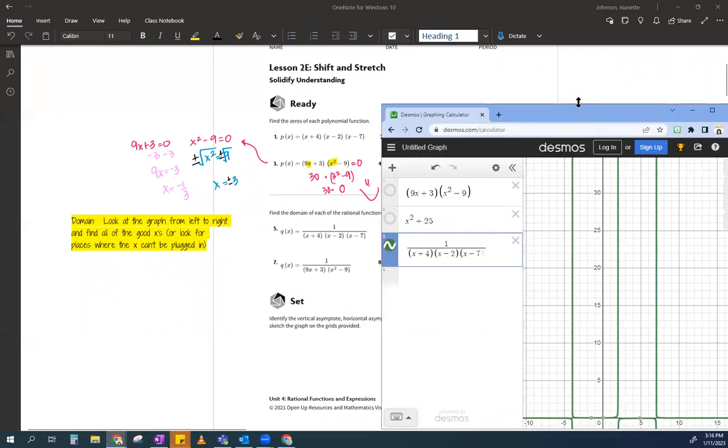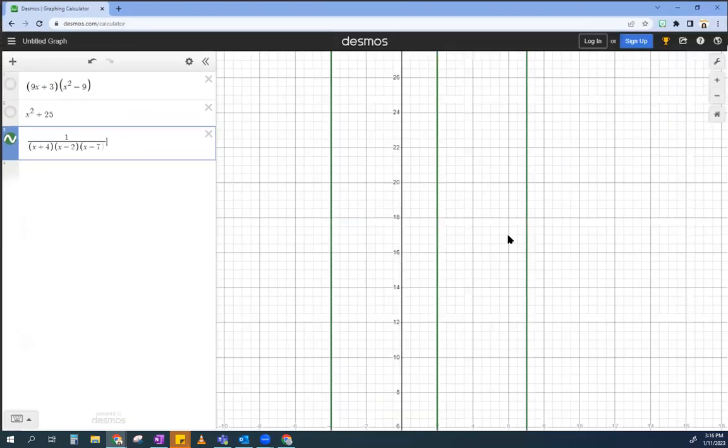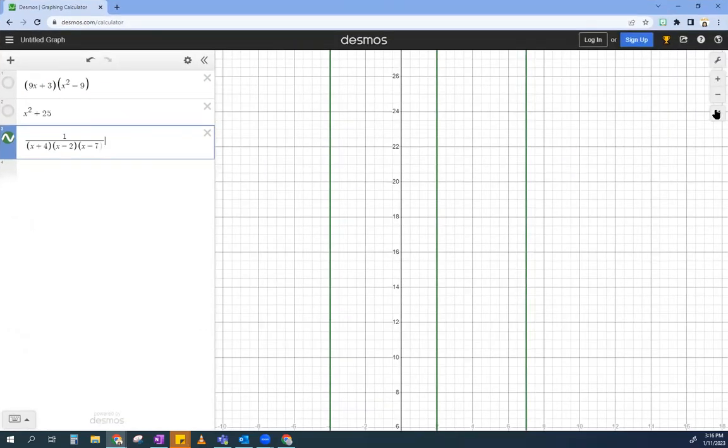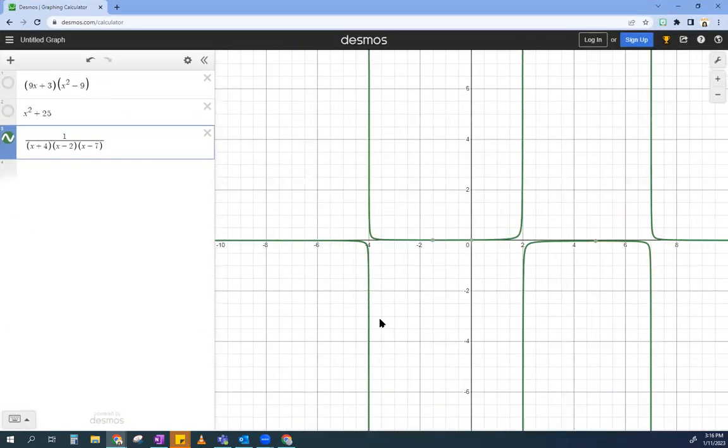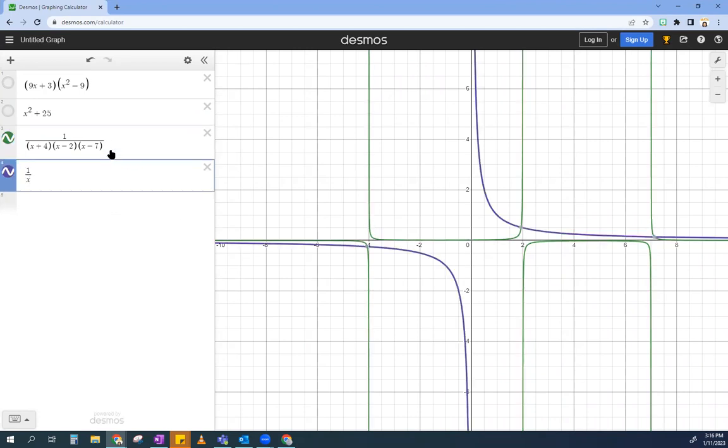So here goes. This is what my function looks like, and it looks kind of funny. So let's go home. Oh, look at that. It looks like this, this, and this. What do you guys notice? Looks like a bunch of what? Kind of. So let's look at regular 1 over x. Okay, turn this guy off. Do you guys all see it?